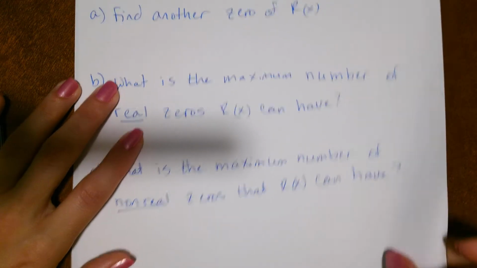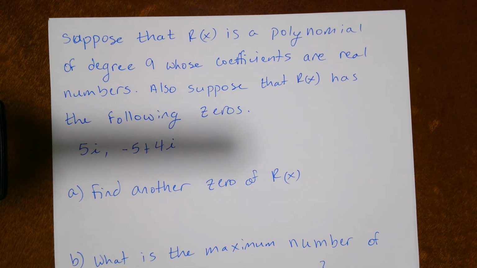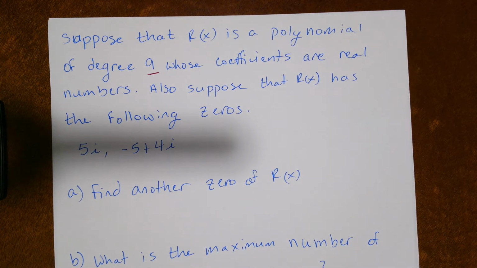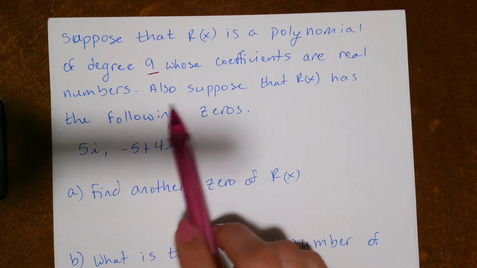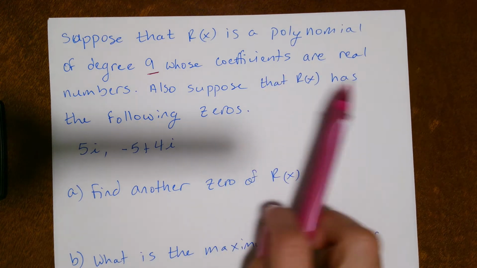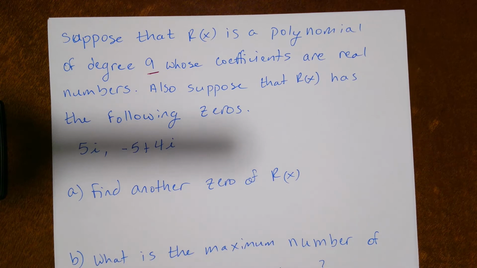Alright, so the next problem, kind of along the same lines. We're still working with a polynomial and we're talking about its zeros. So this one says, suppose that r of x is a polynomial of degree 9. What does that tell me? This polynomial will have 9 zeros. Be it real, be it non-real, positive, negative, it's going to have 9 of them. So whose coefficients are real numbers? Also suppose that r of x has the following zeros. So we know r of x has 5i and negative 5 plus 4i as zeros.